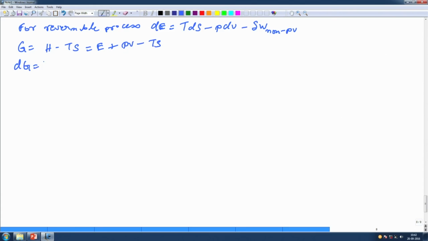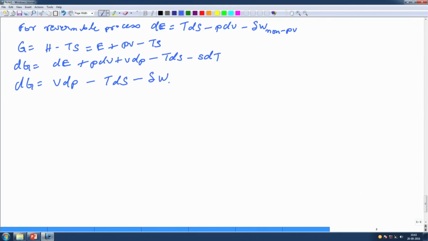dG therefore is basically given as dE plus PdV plus VdP minus TdS minus SdT. So, dG equals VdP minus TdS minus the non-PV related work that we have over here, coming from the definition that we have already cast. You can see from this expression that these two terms over here can be cast in that particular form. So, we have taken that into account.